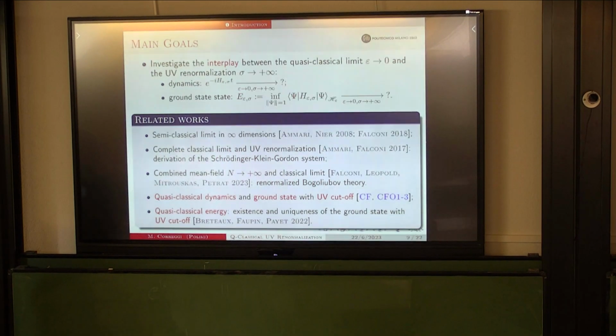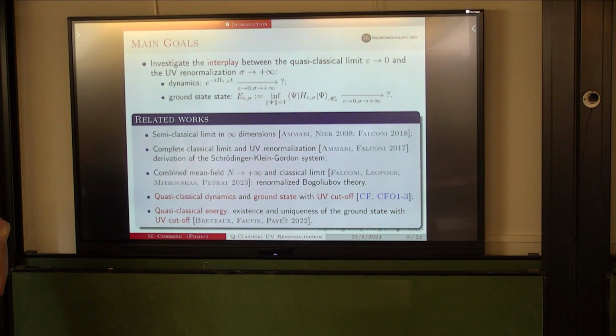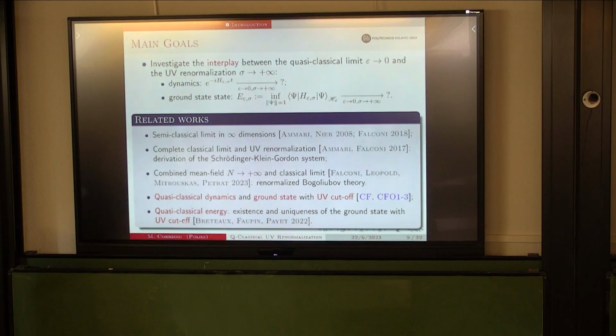And of course there is a list of work we did, and I want to mention also quite recent, actually, a pair of works by Breteau, Faupin and Payet, the last year works, where actually they don't investigate the ultraviolet cutoff removal, but still those are important because they investigate the quasi-classical energy. So I will come back later, and they prove existence and uniqueness of the ground state. Those are quite important to me because we have also, so I will mention again those works in the perspectives, and you will understand why.